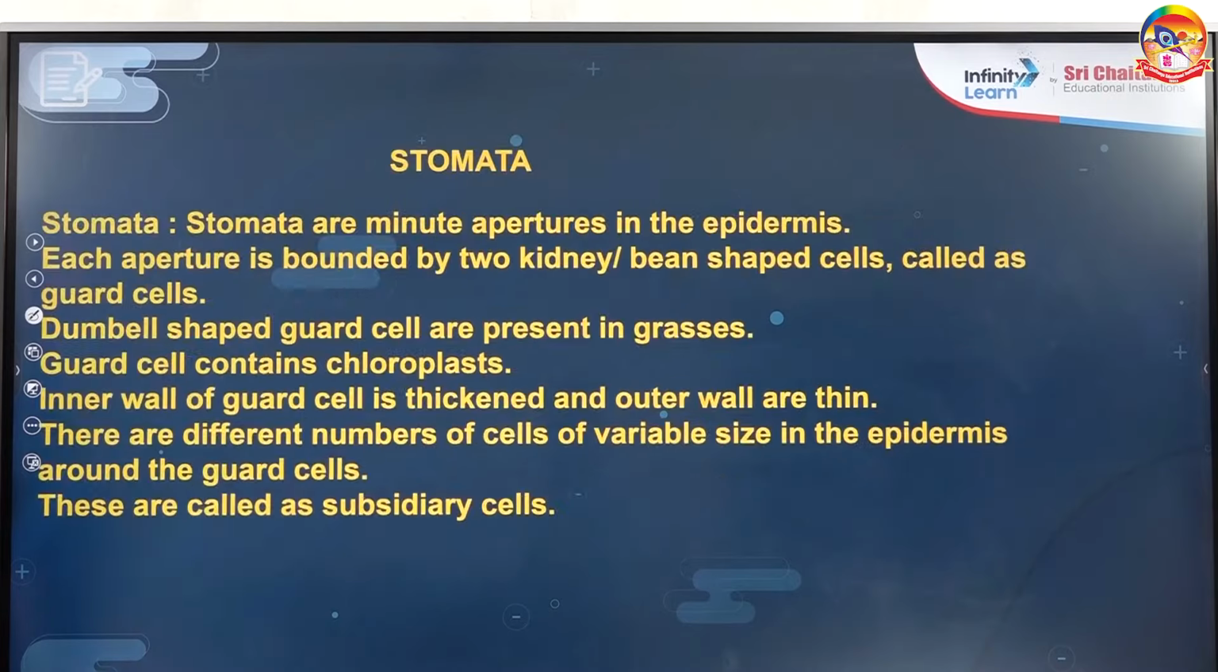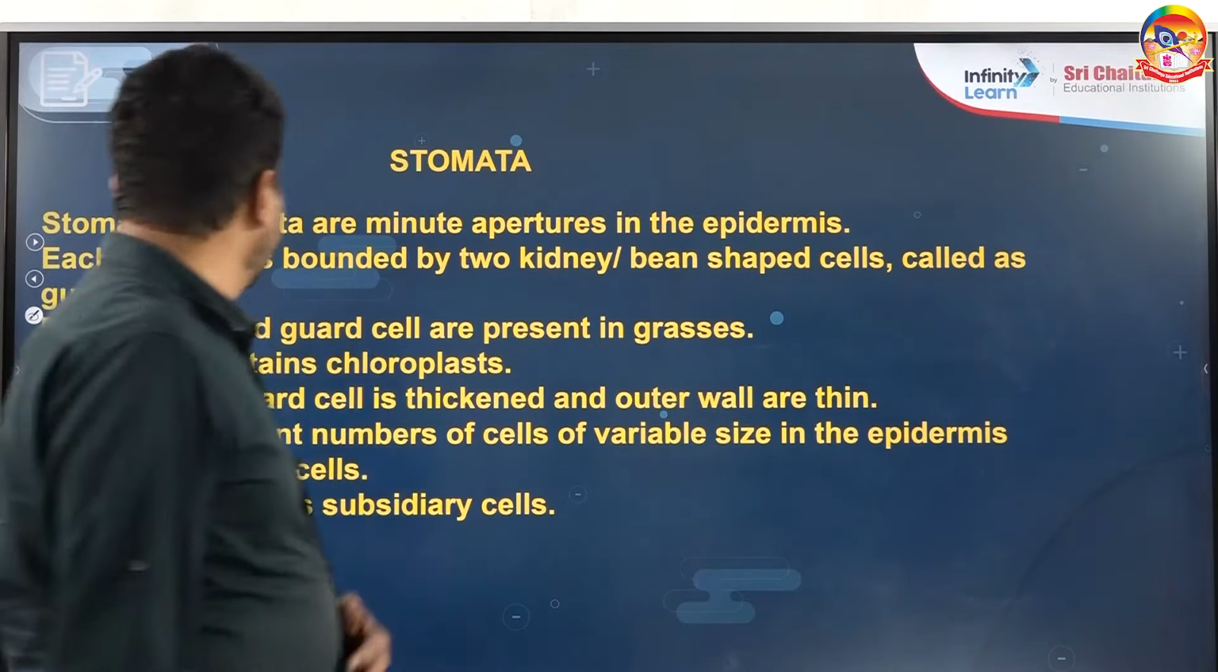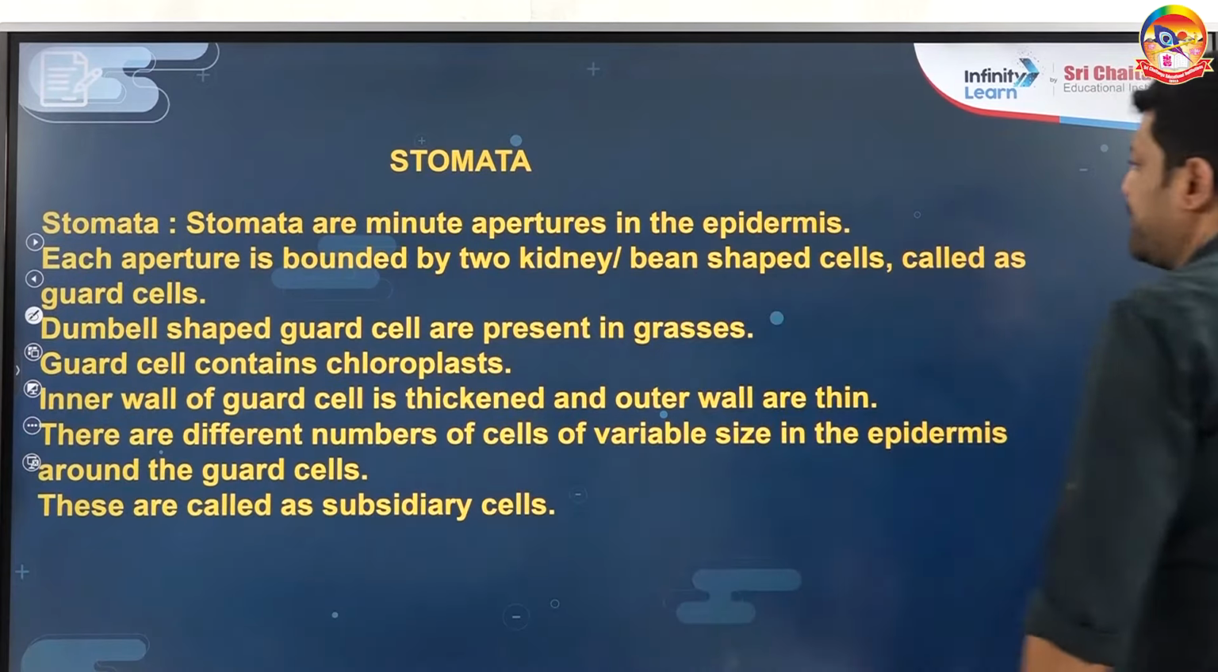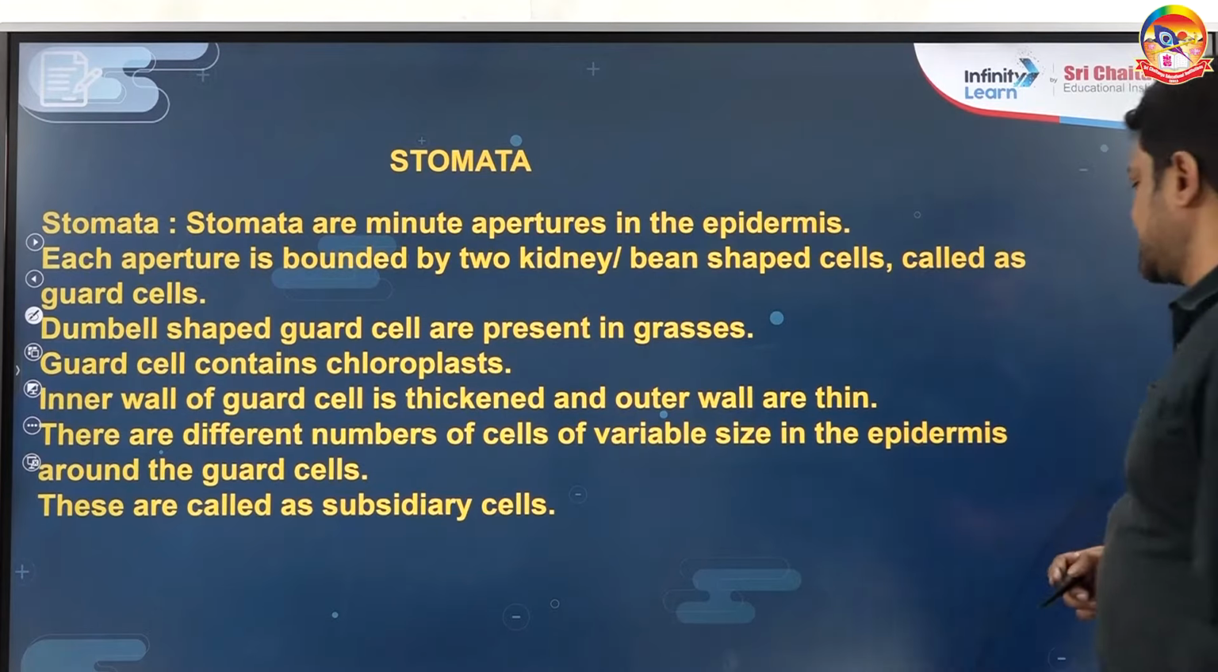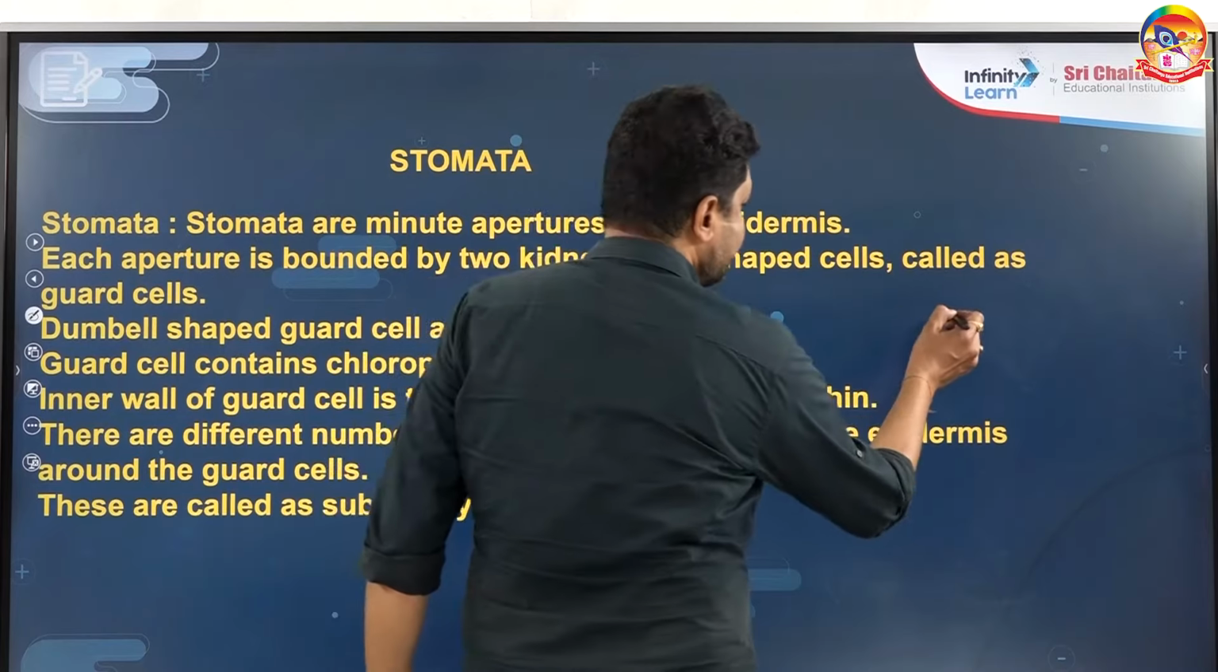Was it clear? Next, see stomata. Stomata are the minute apertures on the epidermis. Each aperture is bounded by two kidney-shaped or bean-shaped cells called guard cells. You know very well the structure of the stomata.